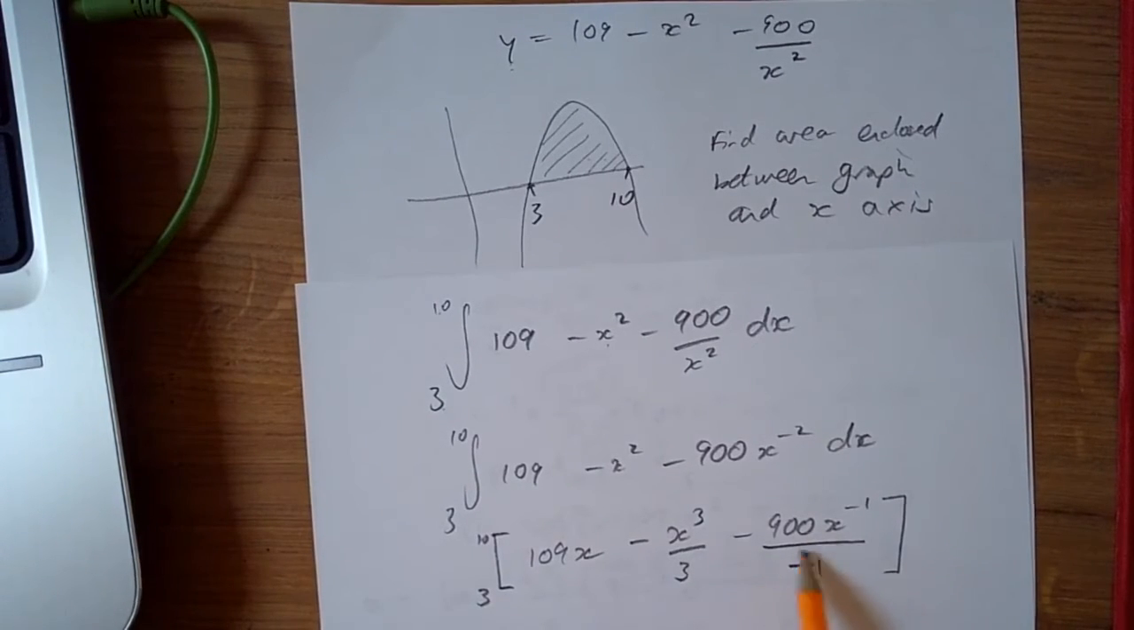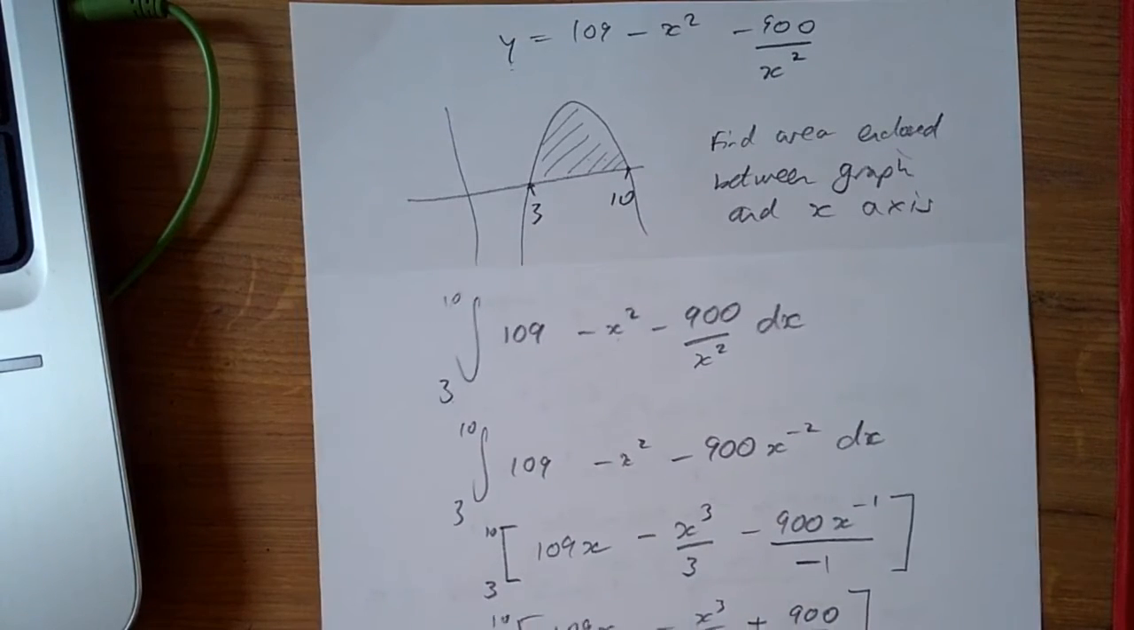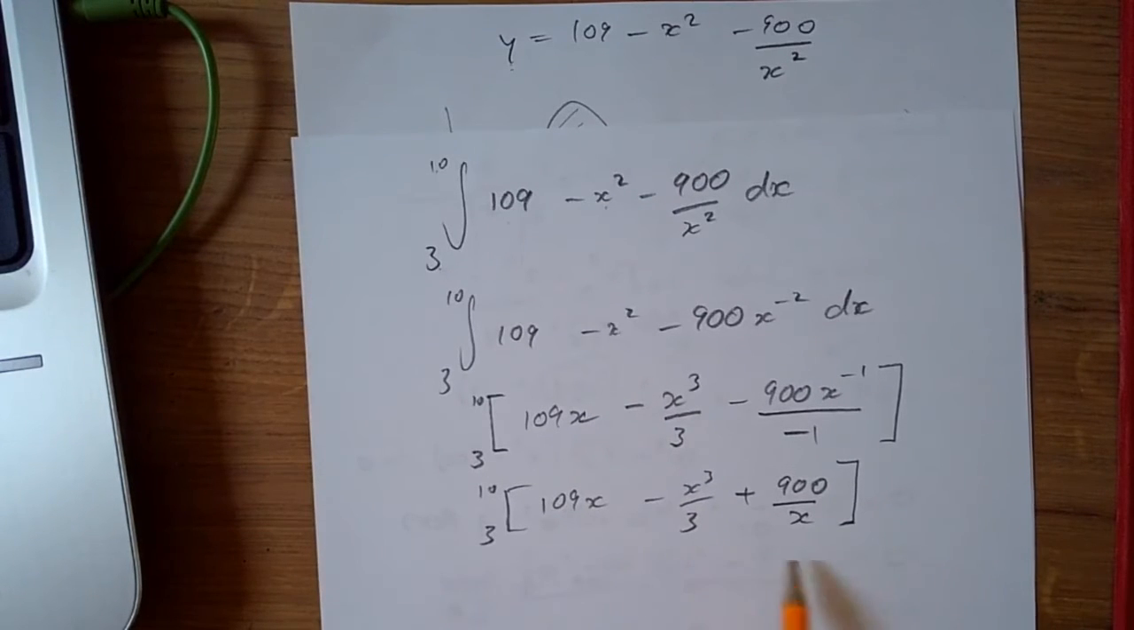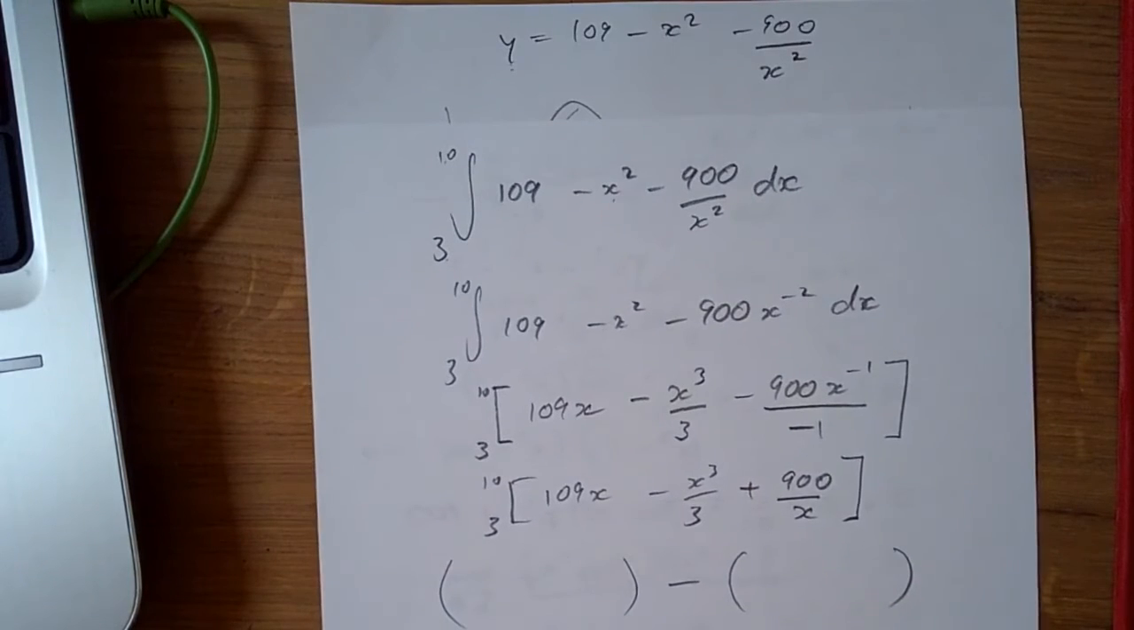Okay? And that can be tidied up a little bit. Let's do that quickly. Divided by minus 1 is just going to make that plus. You don't have to do this, but I'm going to rewrite x to the minus 1 as over x. At this point you're going to get your calculator and you're going to put 10 into all of this, and then very separately you're going to put 3 into all of this, and you're going to have these numbers here and here, and you're going to subtract. I'm just going to go and get a calculator and work them out.